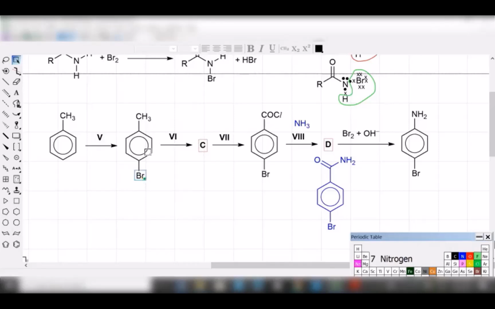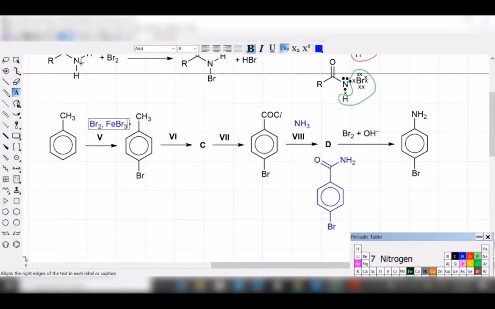Because for 5, it undergoes bromination. And because I have an electron donating group, therefore for my bromination, I don't need harsh conditions. So basically just Br2 and FeBr3. Room temperature will do, so no need to heat, because you have a donating group here.